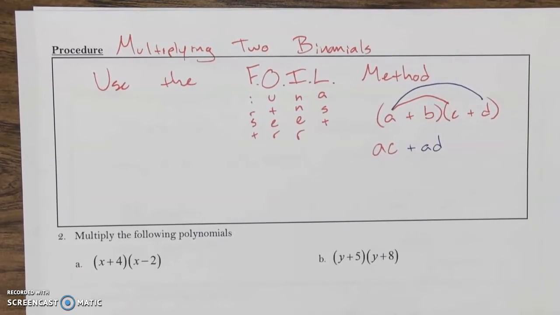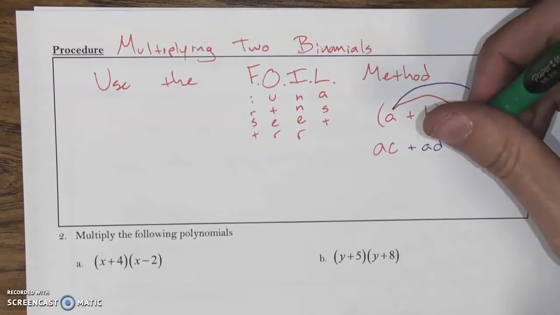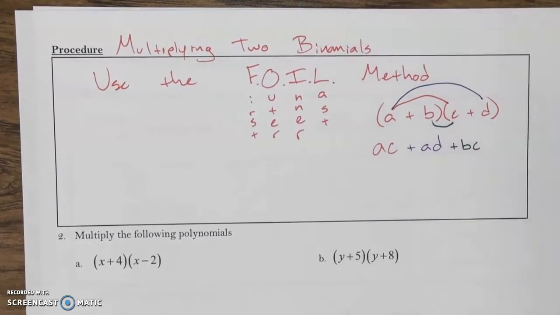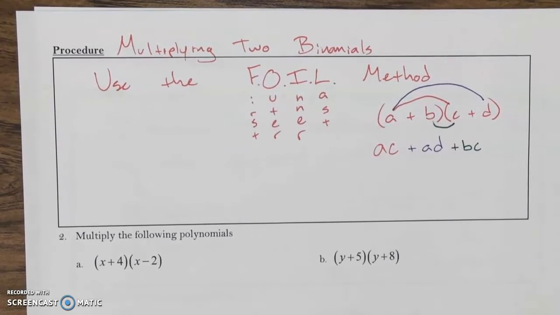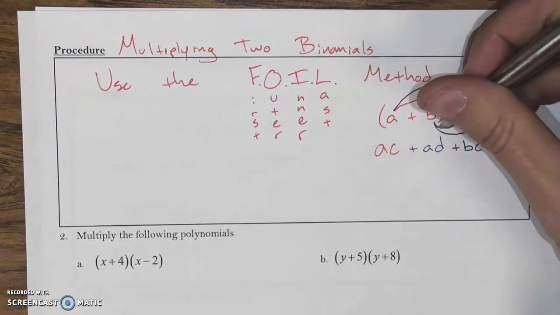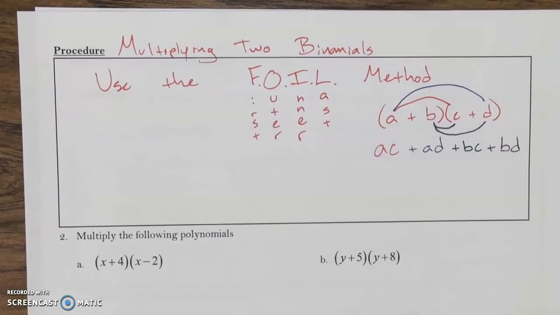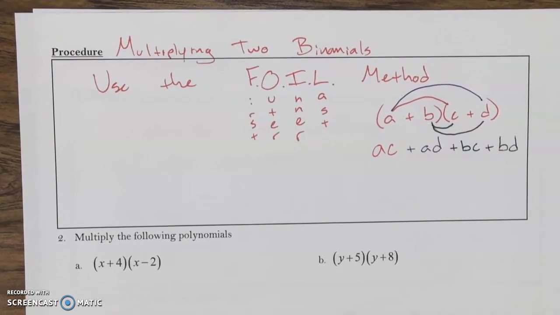Next up is I in FOIL, the inner terms, so b times c. So we have plus b times c. And finally, we have the last terms in each of our binomials. So that's going to be b and d. So plus b times d. This is the FOIL method. First, outer, inner, last.